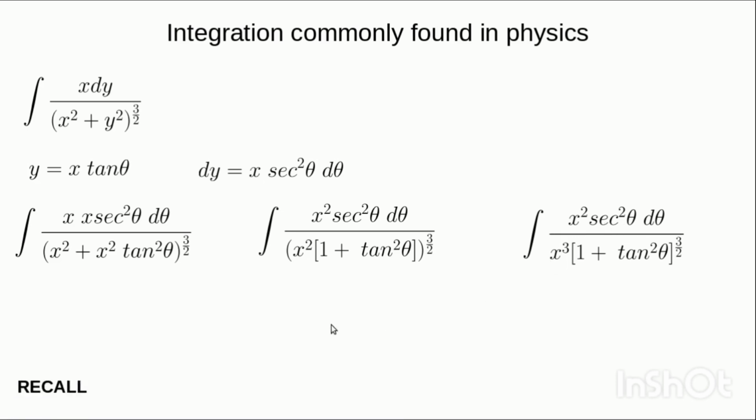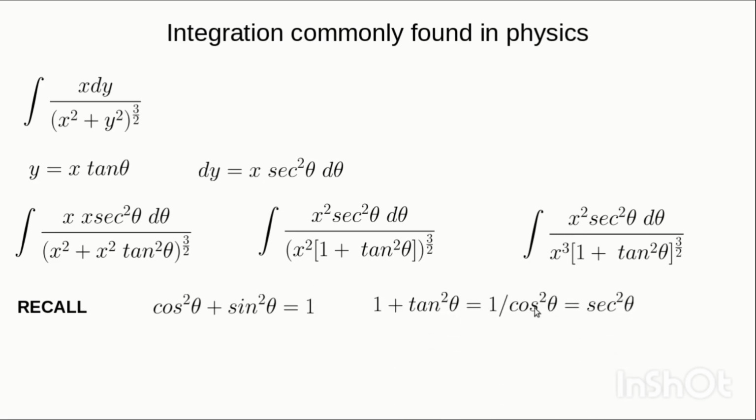Now let's recall that cos squared theta plus sine squared theta equals 1. Now we want to get an expression for 1 plus tan squared theta. If we divide both sides by cos squared theta, cos squared theta over cos squared theta becomes 1, plus sine squared over cos squared becomes tan squared theta. Then here becomes 1 over cos squared theta, and 1 over cos is sec. So 1 over cos squared theta will be sec squared theta. So wherever we see 1 plus tan squared theta in this expression, we'll replace it with sec squared theta. And that gives us x squared sec squared theta, x cubed sec squared theta to the power 3 over 2.